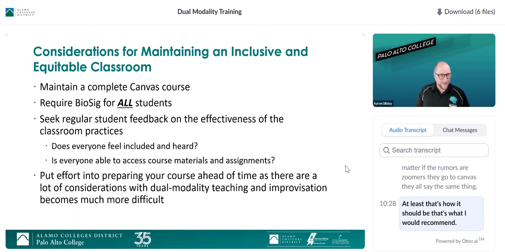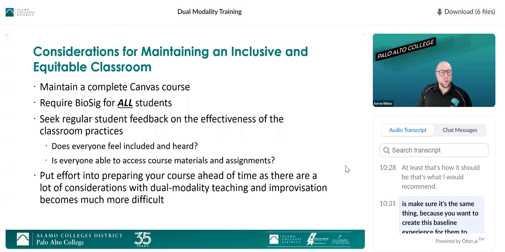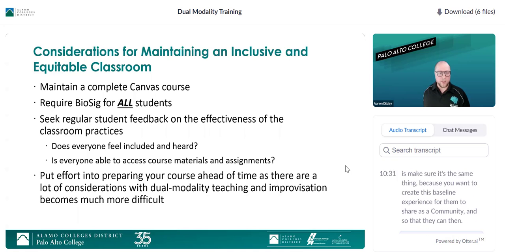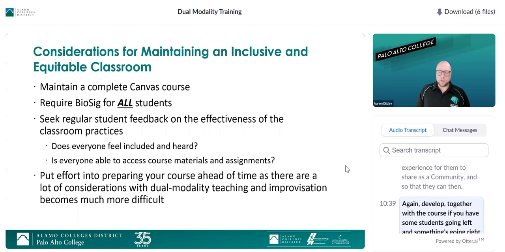That's what I would recommend, is make sure it's the same thing, because you want to create this baseline experience for them to share as a community, and so that they can then, again, develop together with the course. If you have some students going left and some students going right, it gets confusing, especially if we start then segregating roomers versus Zoomers. Again, then they're not getting the same experience, and it's going to be harder for them to connect with each other.